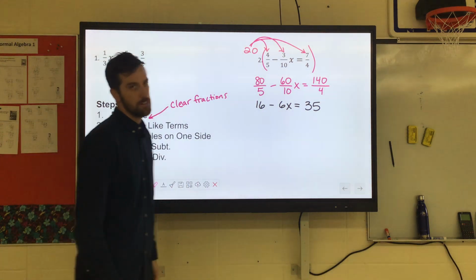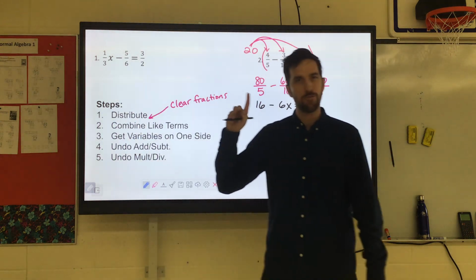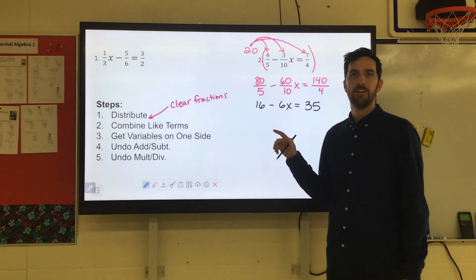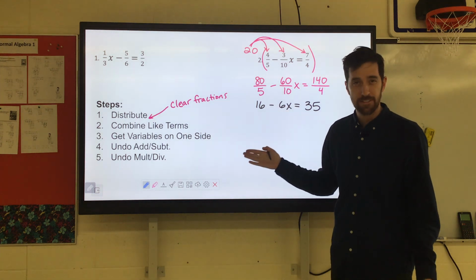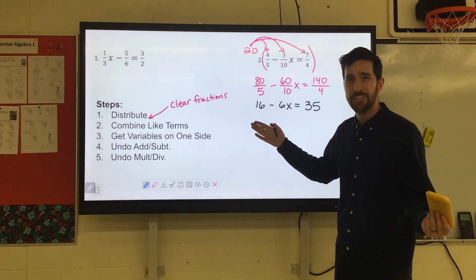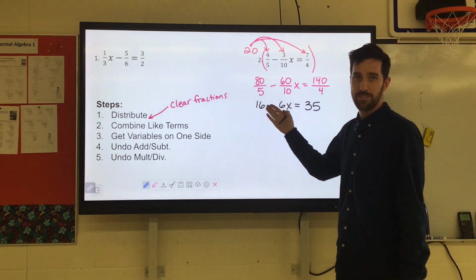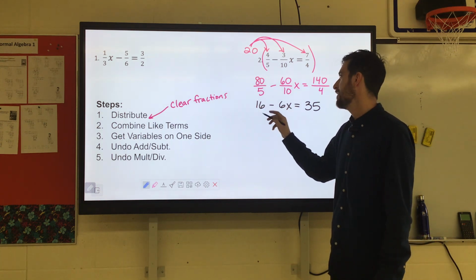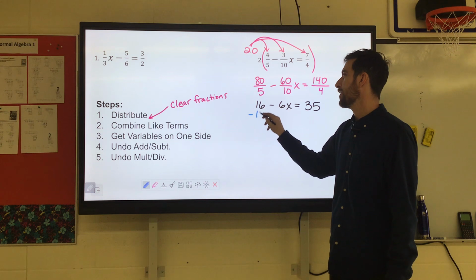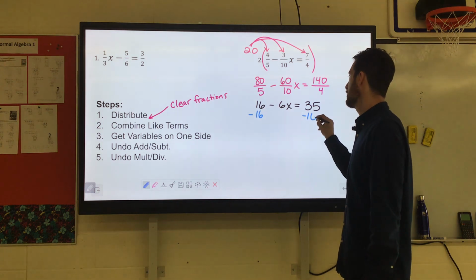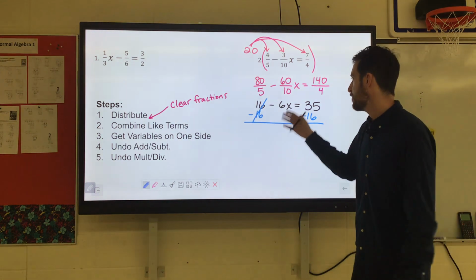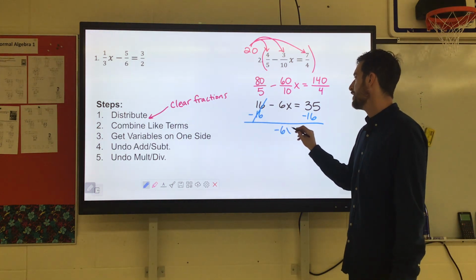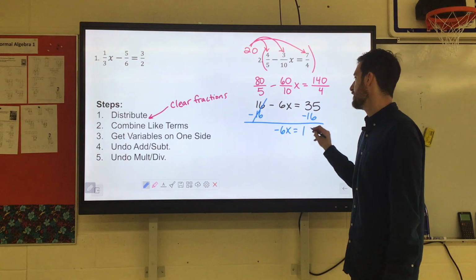I know someone's going to see this and they're going to be like, I see subtraction, so we should probably add 16. We're trying to cancel out the 16 though, right? If I did 16 plus 16, that's 32. We don't want it there. The minus actually goes with the 6x. It's negative 6x. So to get rid of 16, we're going to subtract 16 from both sides. These cancel out. 16 minus 16 is 0. So we have negative 6x equals 35 minus 16 is 19.